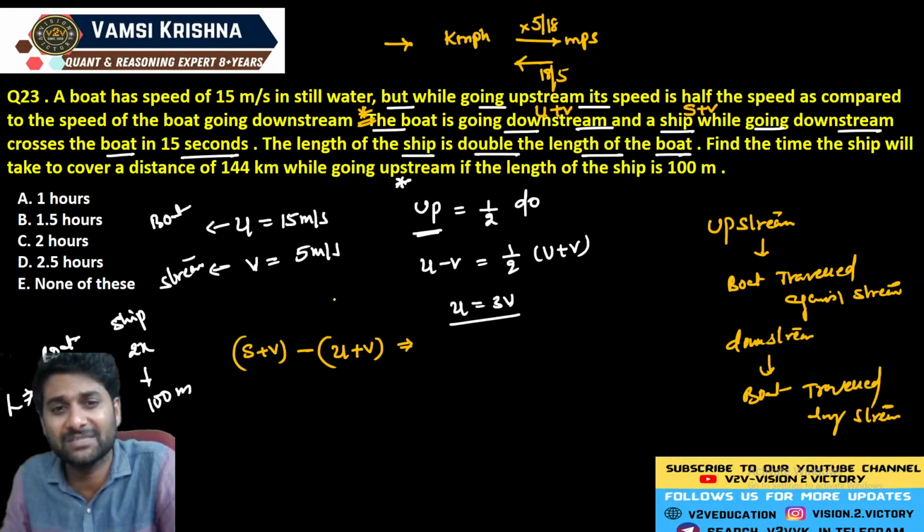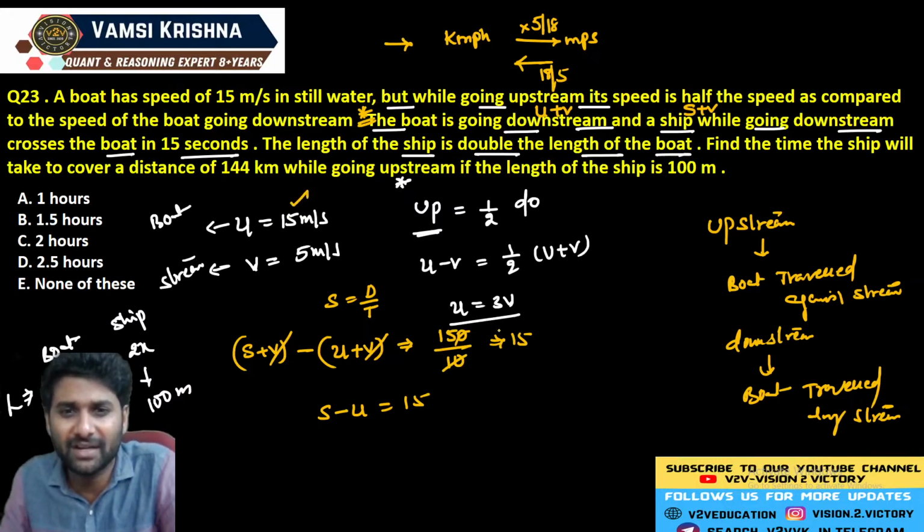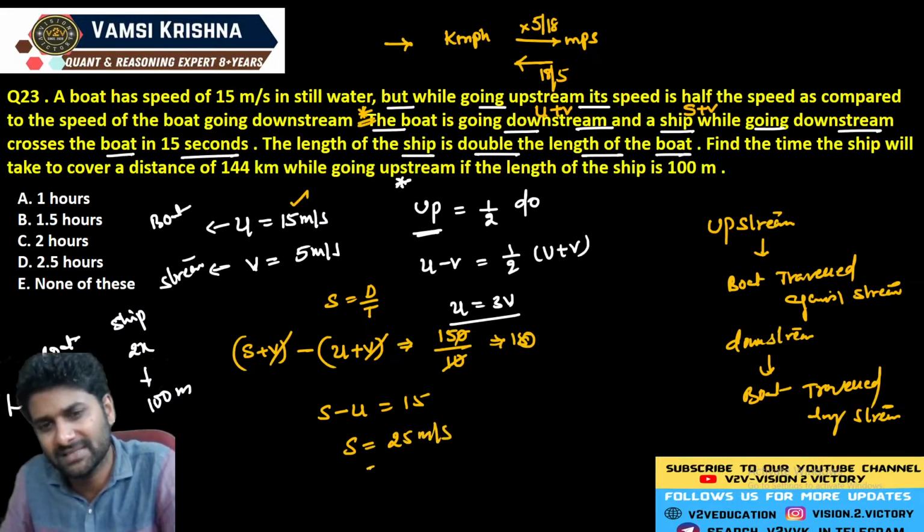Here, speed is equal to distance by time. Distance means the lengths of the boat and ship together, 150 divided by 10. Now you will get 15. The v's cancel, so s minus u is equal to 15. You already know that u is equal to 15, right? Sorry, it's 10, right? u is equal to 15. Now the ship speed is exactly 25 meter per second.